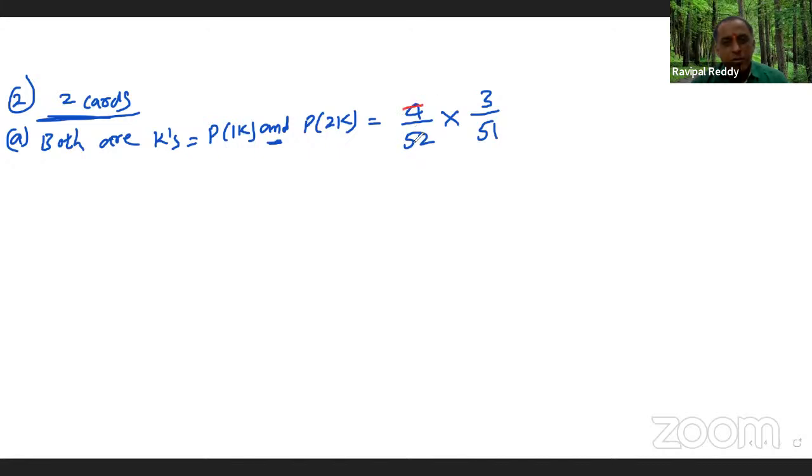51 cards. Cancel the numbers. 4 ones 4, 4 13s 52, 3 ones 3, 3 17s 51. Now 1 into 1 is 1, 1 by 13 into 17. What is 13 into 17? 13 into 17 is equal to 17 into 13. What is 17 into 13? 17 tens is 170, 17 3s is 51. 170 plus 51 is 221.